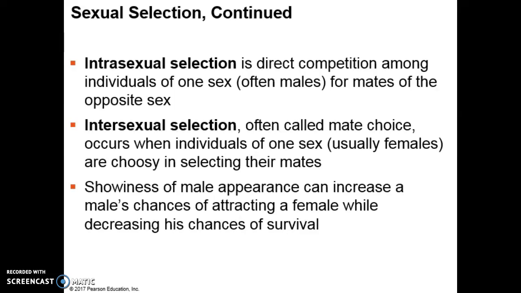Anytime you're talking about intra, that's within. So we're talking about mates competing for a mate within one species. That's maybe what high school feels like for some of you. A lot of people competing in different ways for mates. Intersexual selection is where the individual of one sex is choosy in selecting their mates. That's what we see a ton. The female chooses what the desirable trait is.